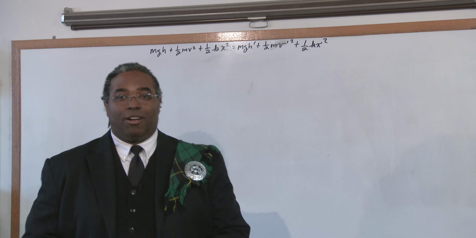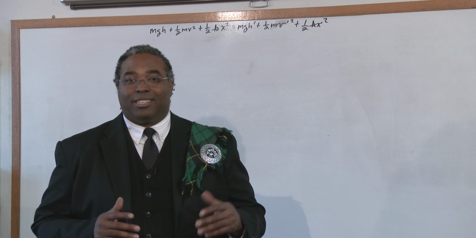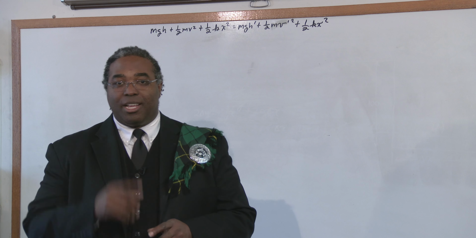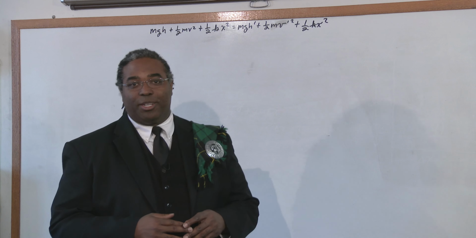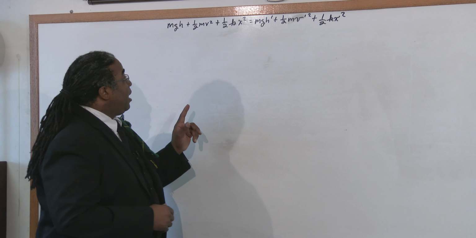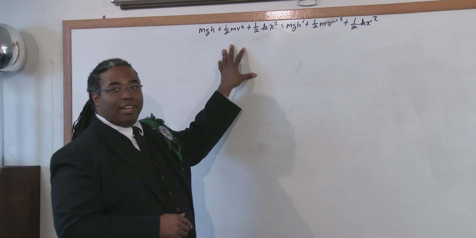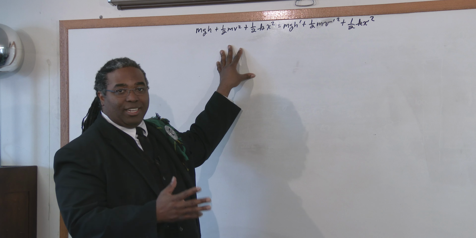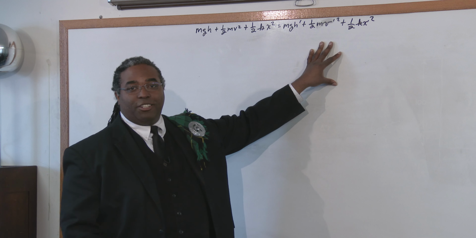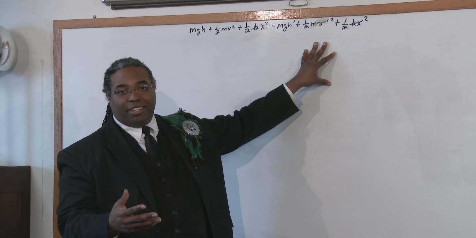Hi. Okay, now we're going to look at the conservation of energy. Let's take a look at the equation on the board, shall we? Basically what this is saying is the total amount of energy that you have in a system before some event must be equal to the total amount of energy that you have in the system after the event.